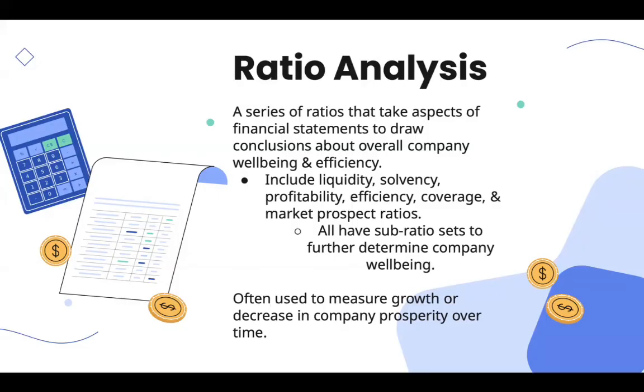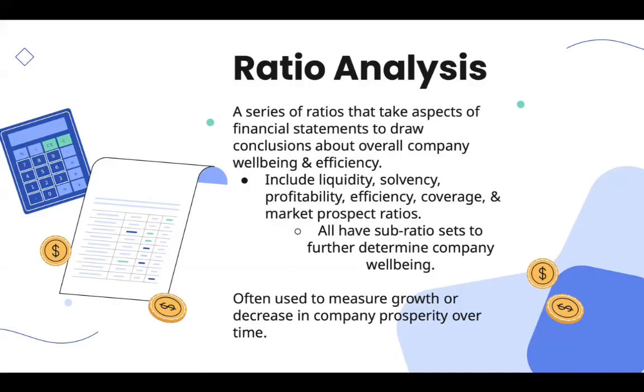On the screen, you can see the six main categories of financial ratios: liquidity, solvency, profitability, efficiency, coverage, and market prospect ratios. Each of these has sub-ratio sets that further break down specific financial aspects of a company. Liquidity ratios focus on how well a company can meet its short-term obligations, ensuring it has enough assets to cover debts. Solvency ratios take a broader look at financial stability by analyzing long-term debt levels and how much of a company's financing comes from borrowed funds versus investor equity.